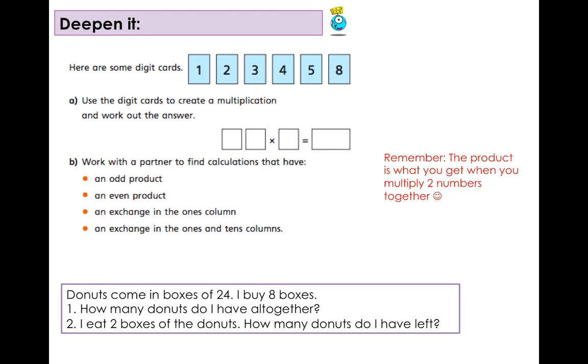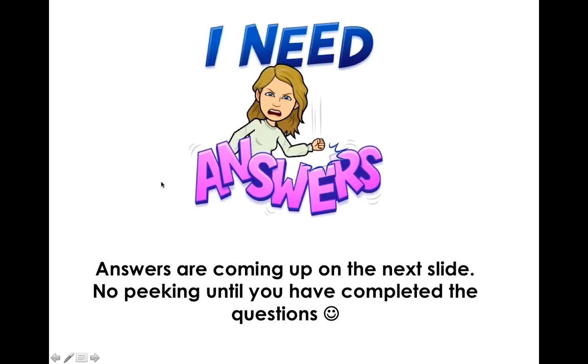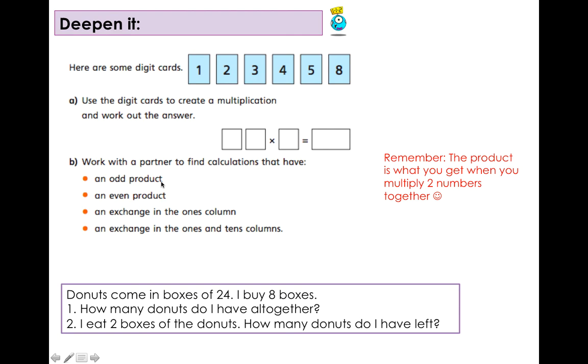Okay, and then finally there's a deepen it challenge. So there's some questions here to work through. Just remember that where it says an odd product, okay, a product is the answer that we get when we multiply 2 numbers together. So 7 times 3 equals 21. The product would be 21 because it's the whole answer.